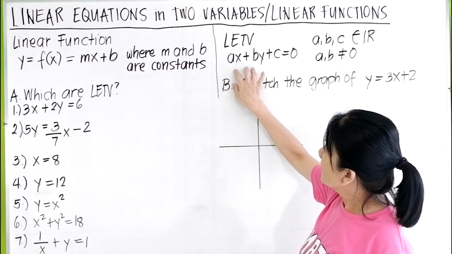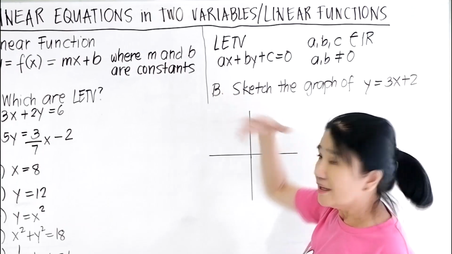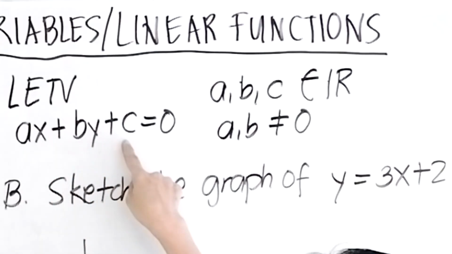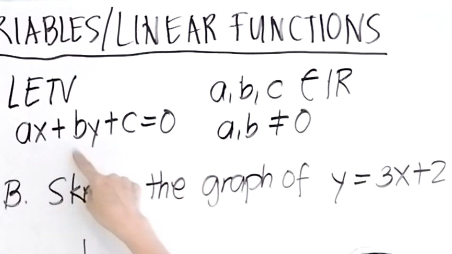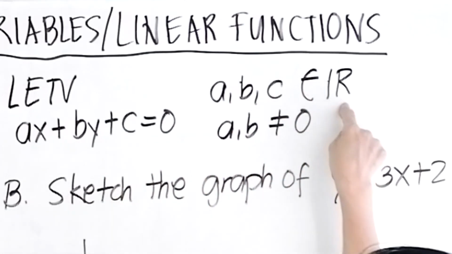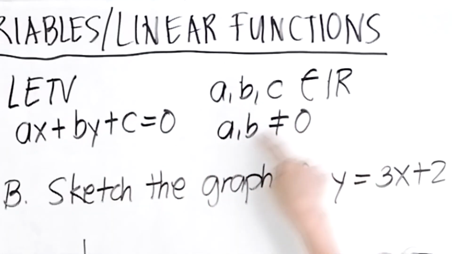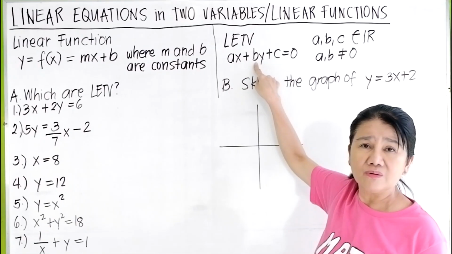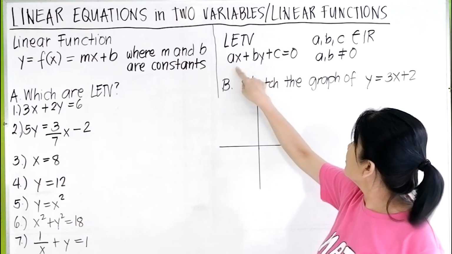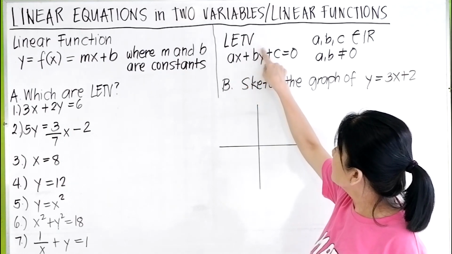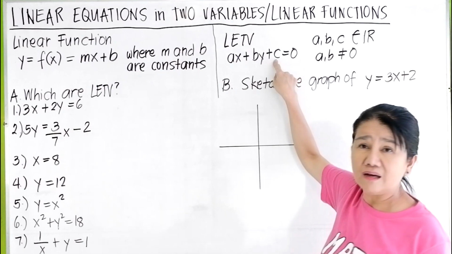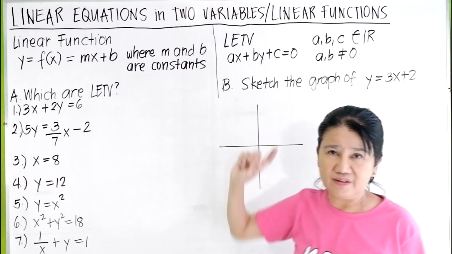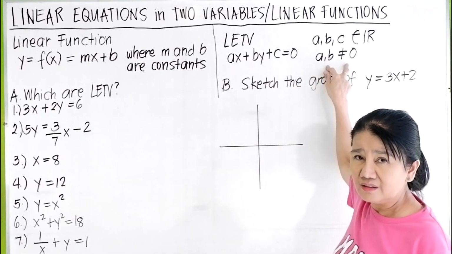So it is now an equation which can be written in the form ax plus by plus c equals 0. Your a, b, c here are elements of any real numbers, and of course, a and b cannot be 0. What happens if a and b are 0? If a and b are 0, this becomes 0, this is 0, you now have c, a constant, which is equal to 0. That is not right, that is incorrect. That is why you have here restrictions.